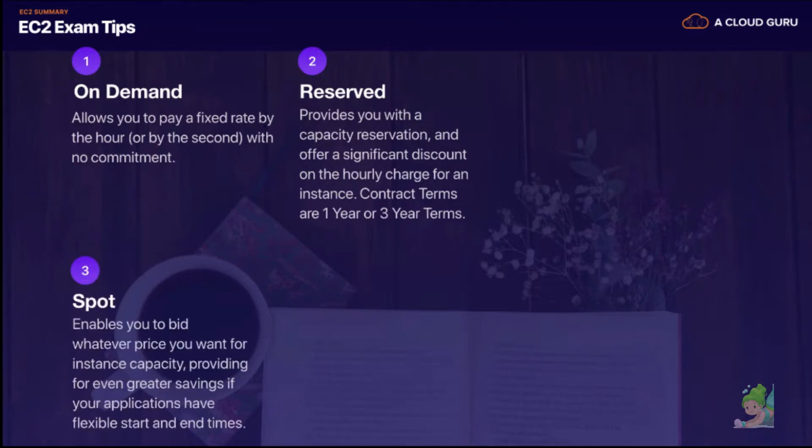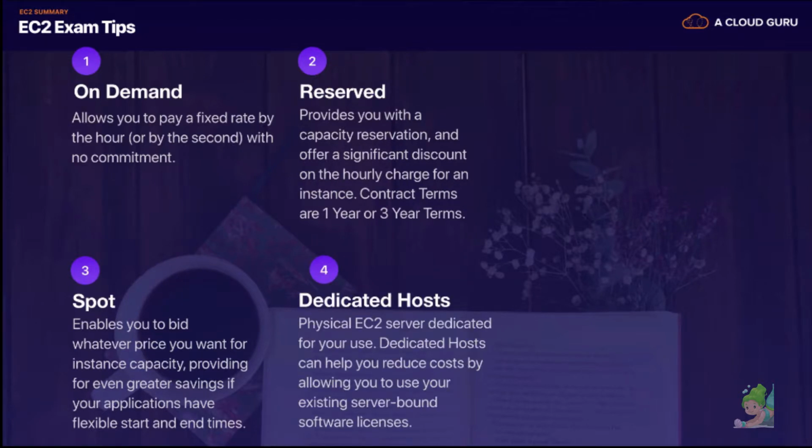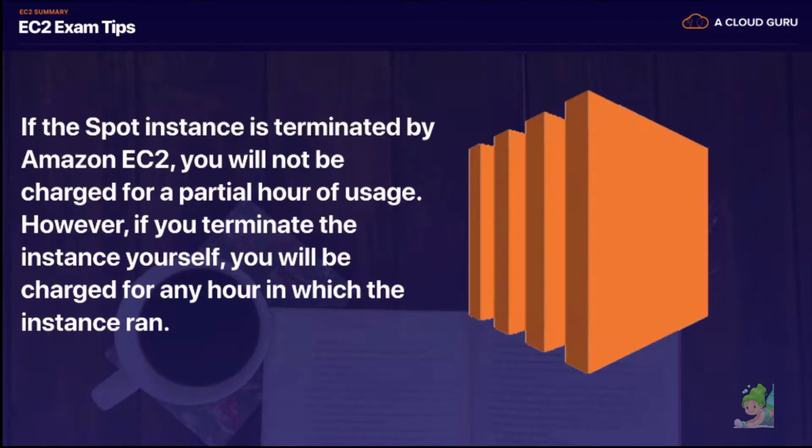We then have spot. This enables you to bid whatever price you want for instance capacity, and it basically moves around like the stock market. And we then have dedicated hosts, and these are physical EC2 servers that are dedicated for you. This can be useful where you've got existing server-bound software licenses, or perhaps regulations saying that you cannot use multi-tenant virtualization.